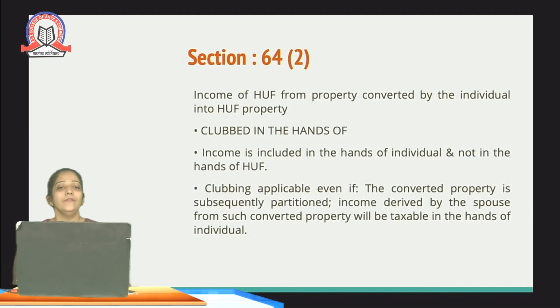Now we have income from HUF. Income from a property converted by an individual into HUF property will be clubbed in the hands of the individual and not in the hands of the HUF. Clubbing is applicable even if the converted property is subsequently derived from the spouse. Income from such converted property will be taxable in the hands of the individual. In simple terms, if an asset related to the SST is transferred to the spouse without adequate reason, then the income generated from that property will also be clubbed.